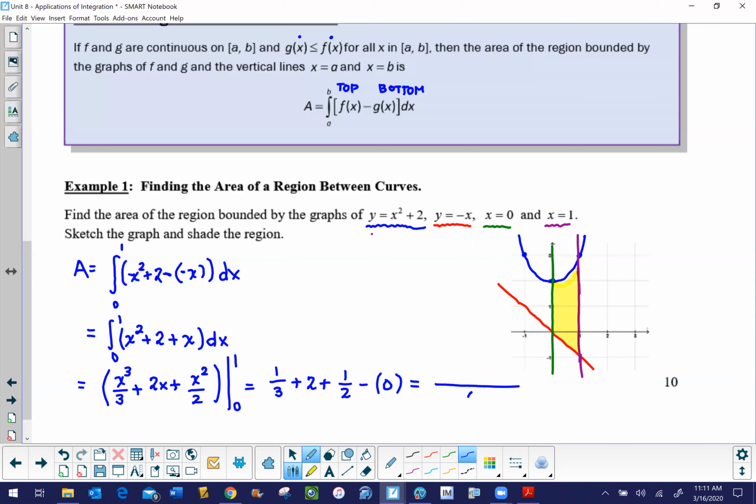And what's that going to be? 2/6 plus 12/6 plus 3/6 gives us 17/6, I believe. I hope. I think that's it.